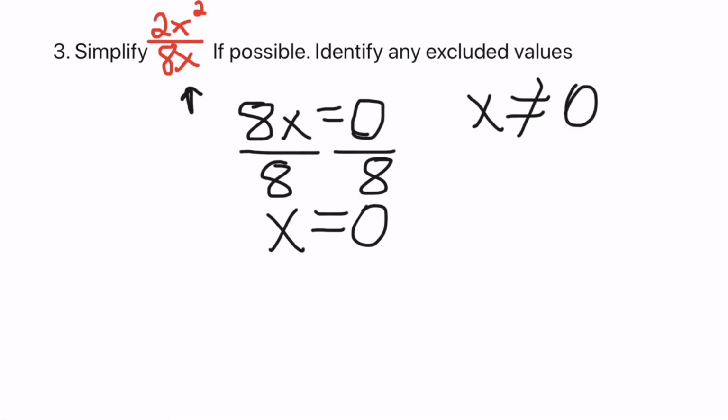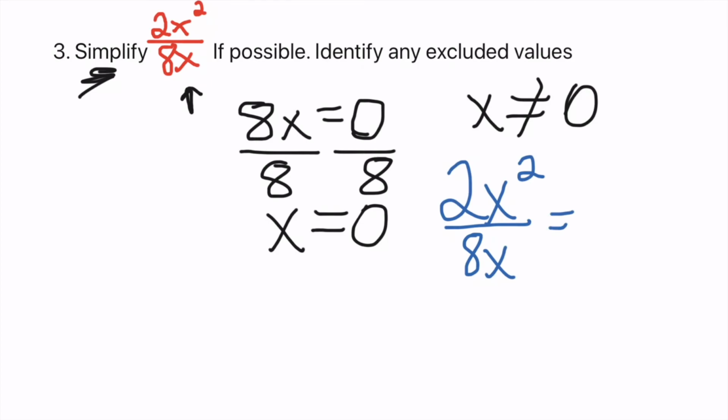Now let's go back, because we still have to simplify this problem. So I'm going to rewrite it over here. We have 2x squared over 8x. I'm going to do the numbers first: 2 over 8. Well, we can divide both of those by 2 to get 1/4.